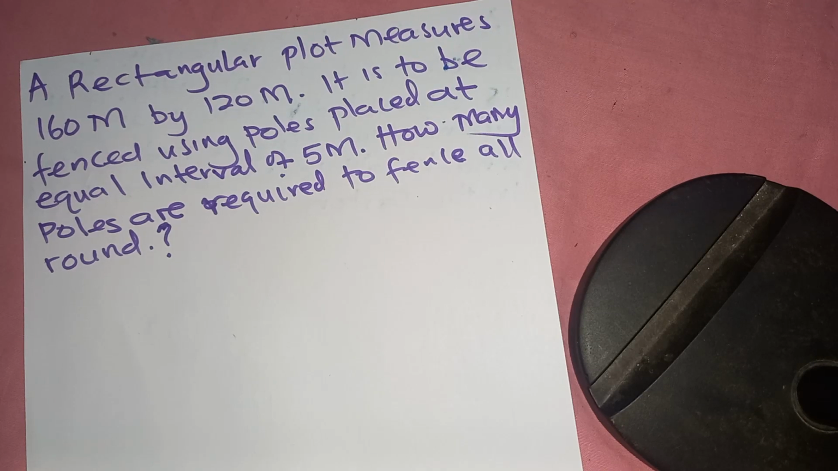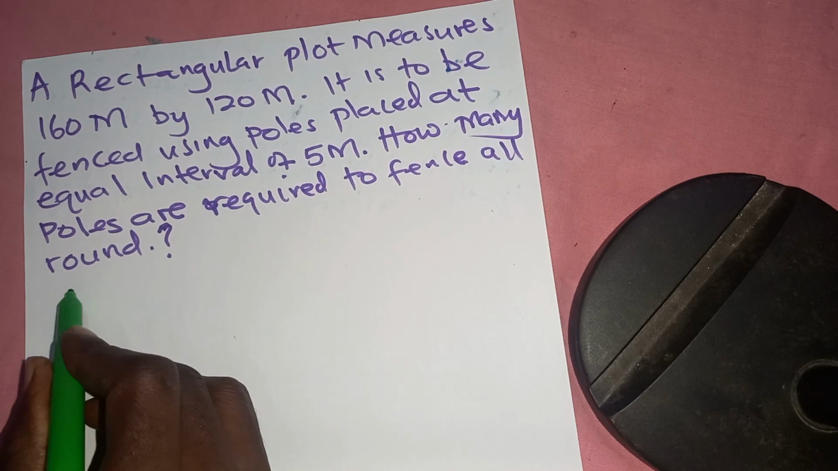A rectangular plot measures 160 meters by 120 meters. It is to be fenced using posts placed at equal intervals of 5 meters. How many posts are required to fence all round? Here you start by finding the perimeter of the rectangular plot.